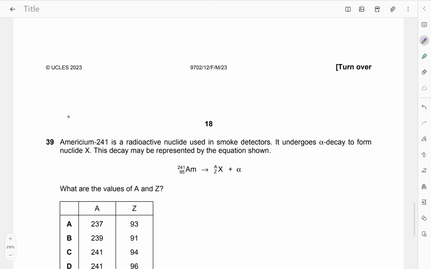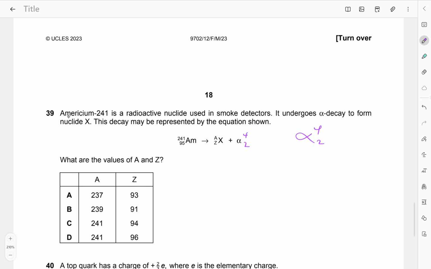Americium 241 is a radioactive nuclide used in smoke detectors. It undergoes alpha decay. Remember, alpha is 4 2. It is a helium nucleus. That is 4 2. What are the values of A and Z?